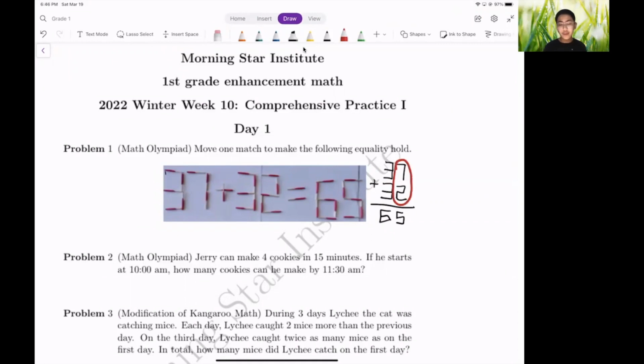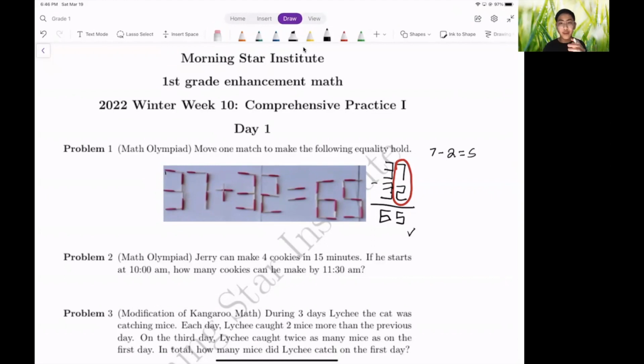We know that 7 plus 2 is equivalent to 9, not 5. So therefore, we can look at this equation and change the plus to a minus, and that just gives us 7 minus 2 equals 5. So that changes the equation correctly. And now we have one match left over because we changed the add sign to the subtract sign.